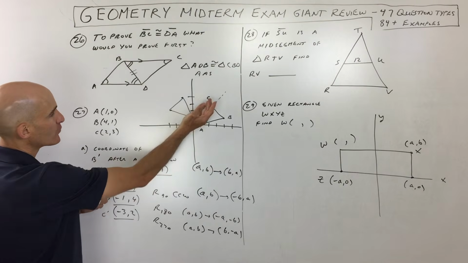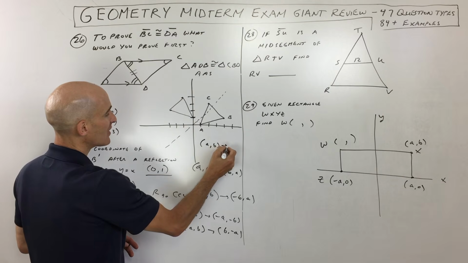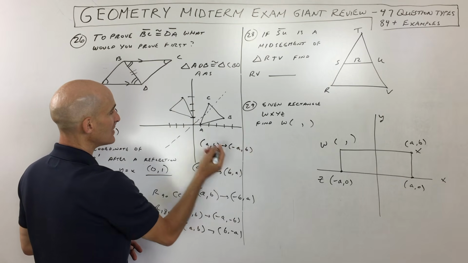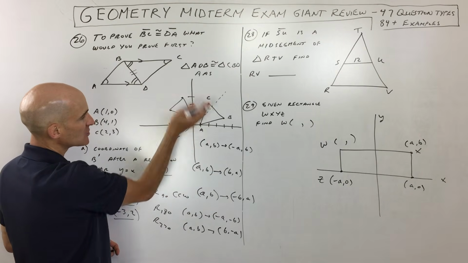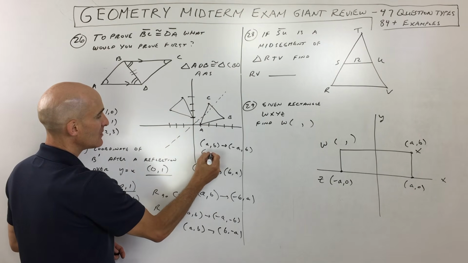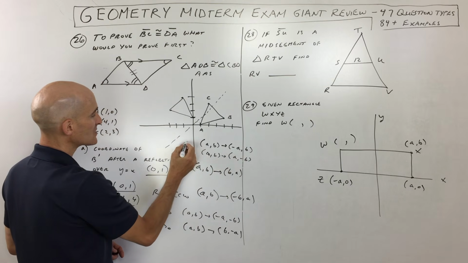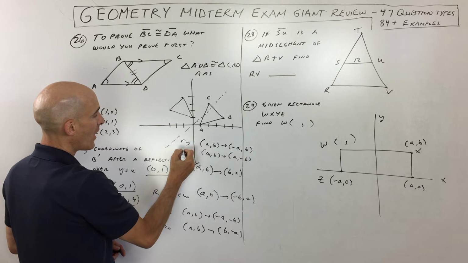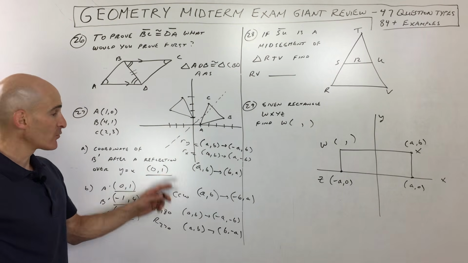Reflections are a little bit easier. If you reflect over the y-axis, AB just becomes negative A, B, so the x coordinate's the opposite. If you reflect over the x-axis, then AB goes to A, negative B. So this is reflecting over the y, this is reflecting over the x. So definitely review those formulas.